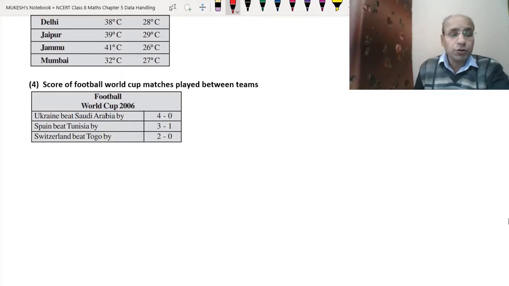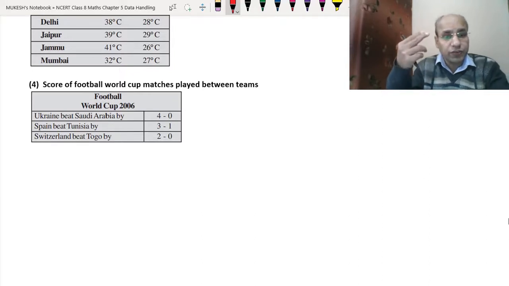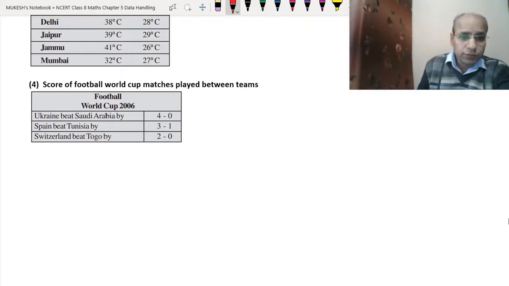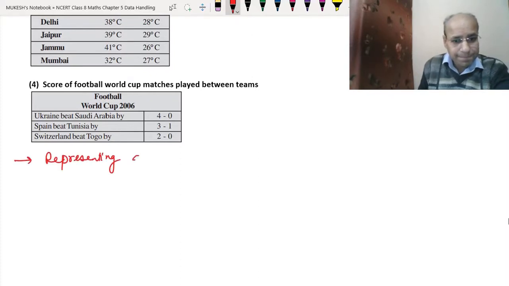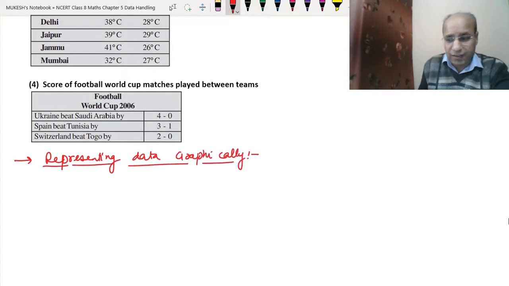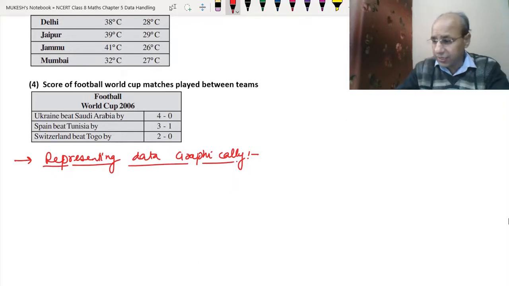Now comes how to represent data graphically. We can represent the data in two different forms: in tabular form, and in graphical form. So there are different ways of representing the data. Now, representing data graphically, there are various ways of recording the data graphically that we will discuss here.